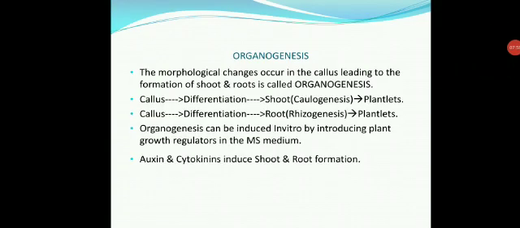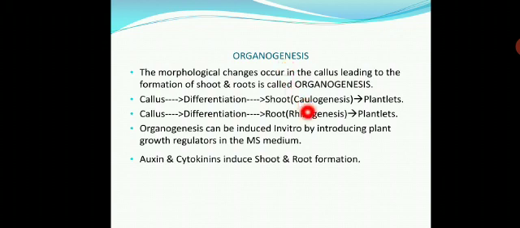Next is organogenesis. What is the meaning of organogenesis? The process of development of organs is called organogenesis. Simply, the morphological change occurring in the callus leading to formation of shoot and root is called organogenesis. The process of development of shoot and root from callus morphologically is called organogenesis.